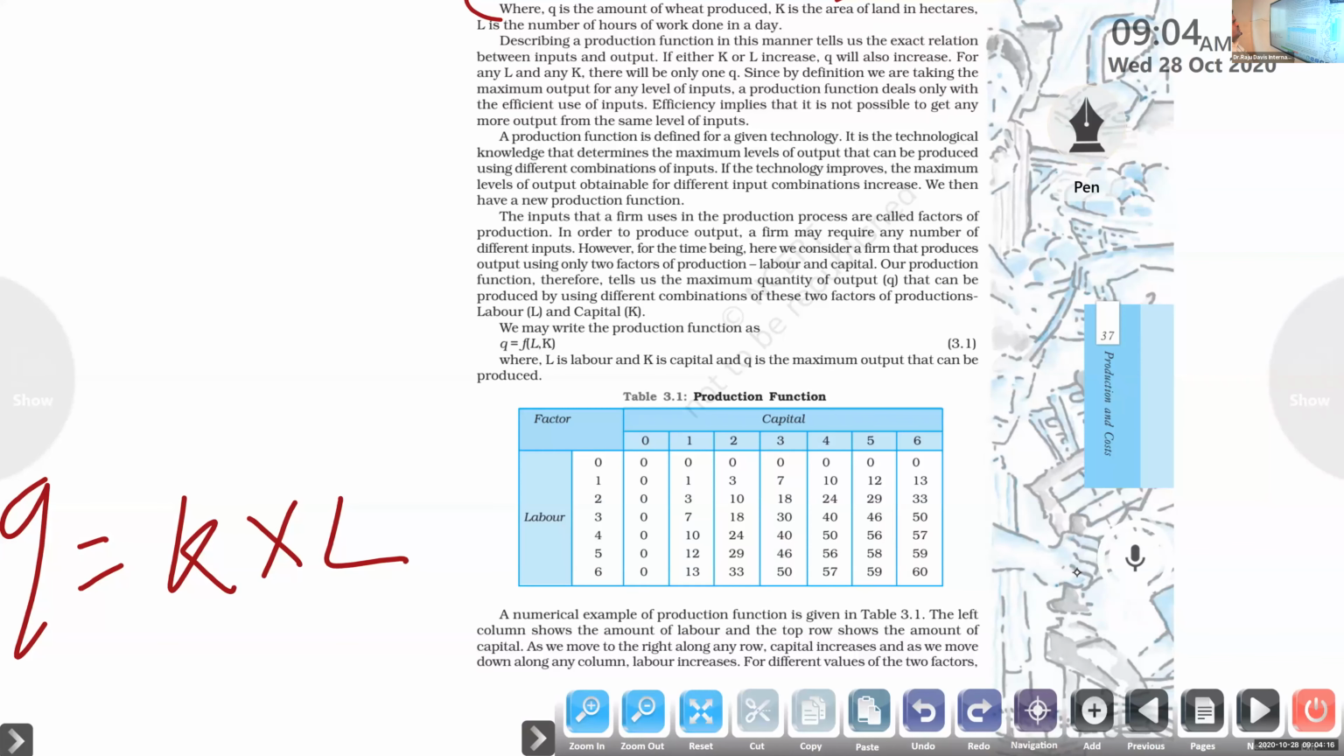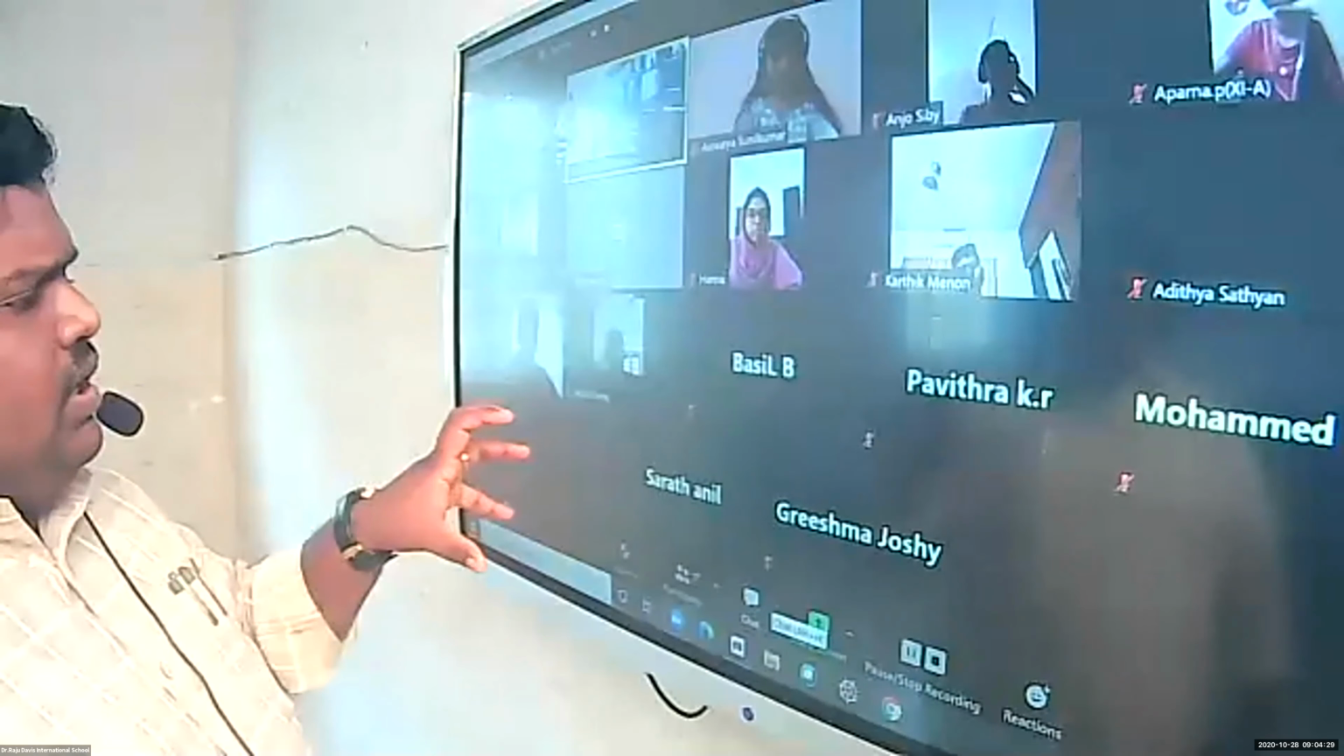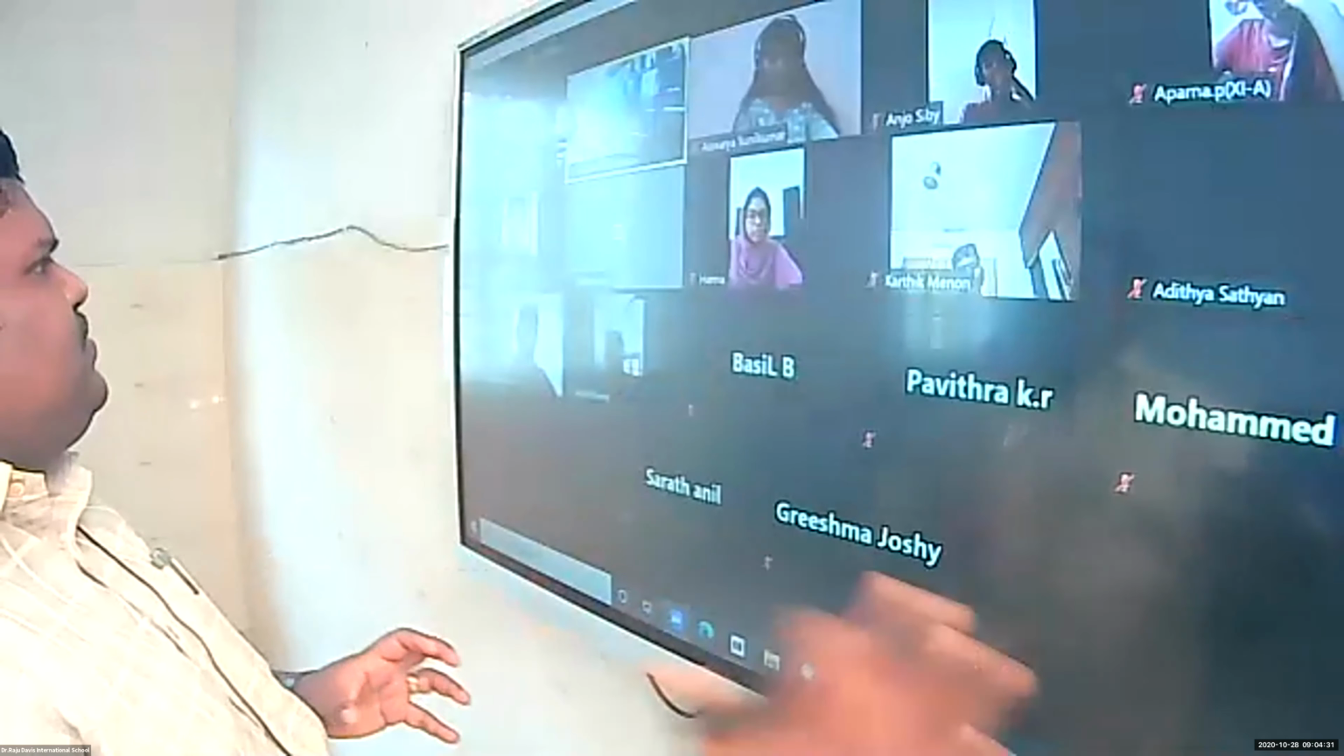A production function deals only with the efficient use of inputs. Efficiency implies that it is not possible to get any more output from the same level of inputs. So efficiency, in the sense that for any level of input, the maximum production, that's called efficiency.